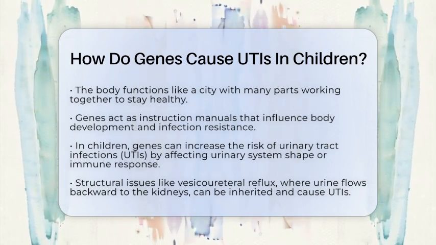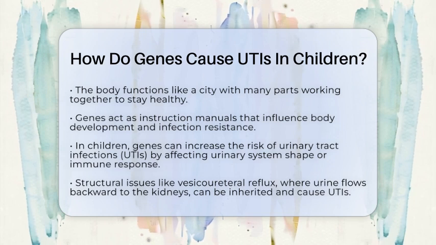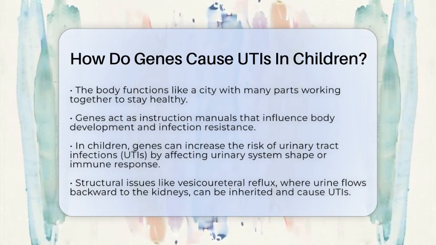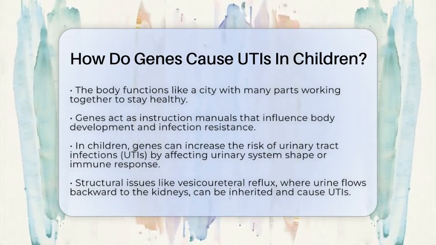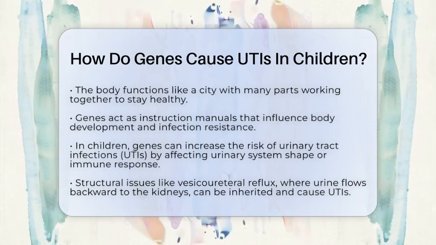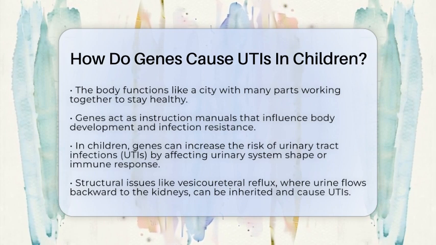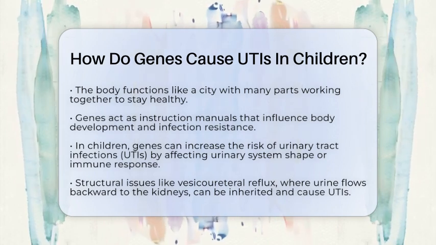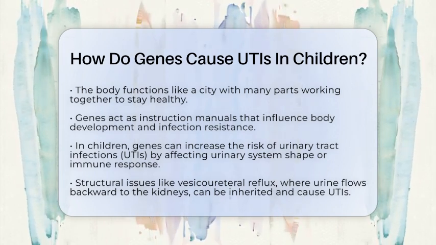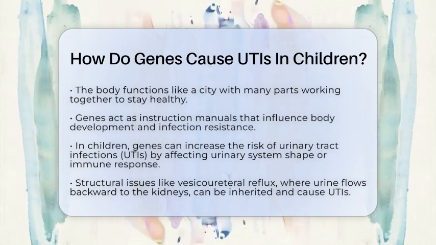In children, genes can play a role in making some kids more prone to urinary tract infections, or UTIs, by affecting the shape of their urinary system or how well their immune system fights bacteria. One way genes can cause UTIs is by influencing the structure of the urinary tract.